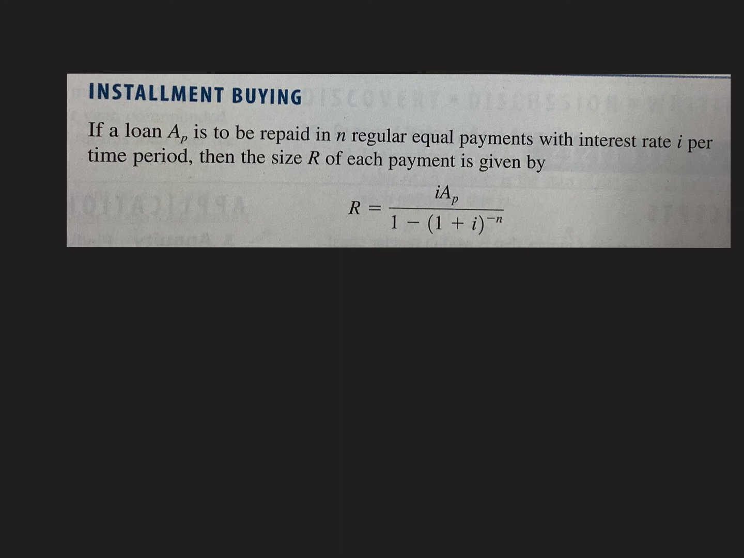Okay, the next one's installment buying. Basically, this is repayment of a loan. Okay, so if a loan A is to be repaid in N payments, so N is how many payments you're going to make, with interest rate I still, the size R of each payment is given by this formula. Now, the A right there, remember, is the amount of the loan, how much you borrowed, times the interest rate, and then the denominator is going to have that again. So let's look at one of these.